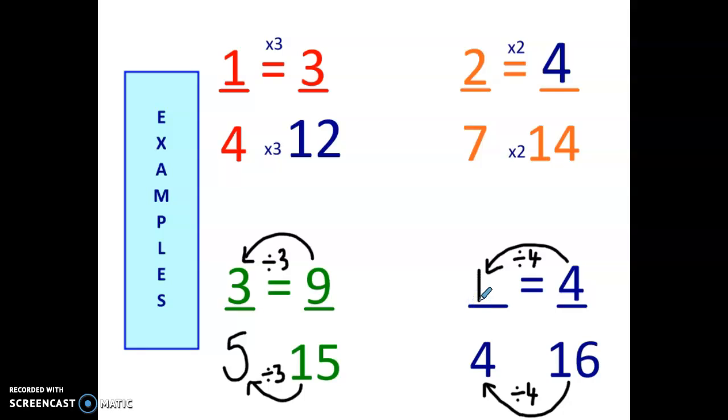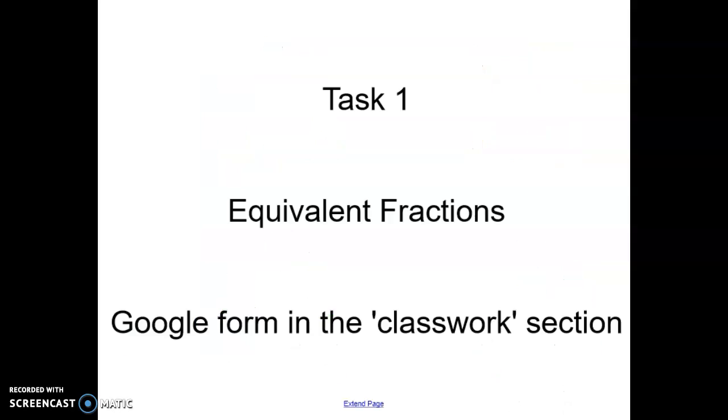The red and the amber questions are much easier because they are getting larger and they are multiplying. The green and blue questions at the bottom are more difficult because they require division, but if you use your times table grid in your planner, you should be able to have a go at these questions. Have a look in Google Classroom in the classwork section for Task 1 Equivalent Fractions. Pause this video and have a go at those questions.